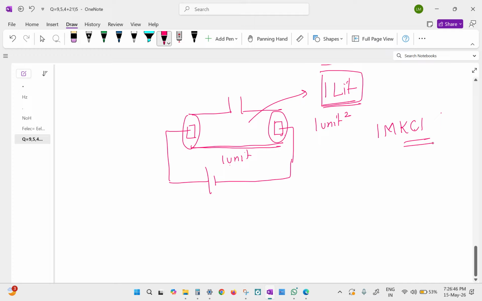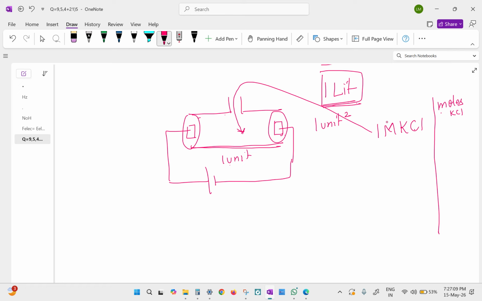It's a very strong electrolyte, it dissociates fully. And I'm going to pour this. How much? I'm going to pour 1 liter. This container can hold 1 liter, as I said. So I'm going to pour this 1 liter solution. When it is poured, how many moles of KCl goes in? When I'm pouring 1 m KCl, how many moles of KCl goes in?